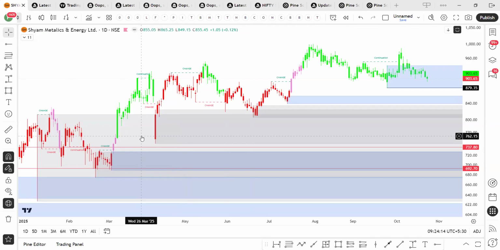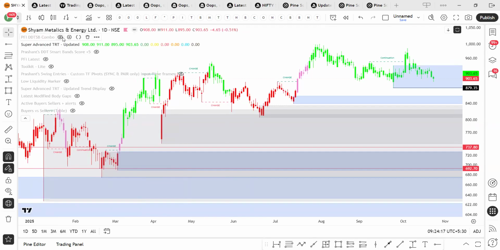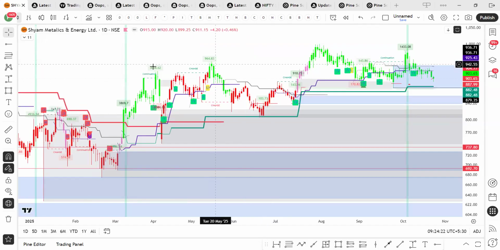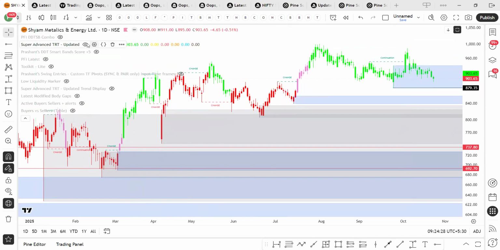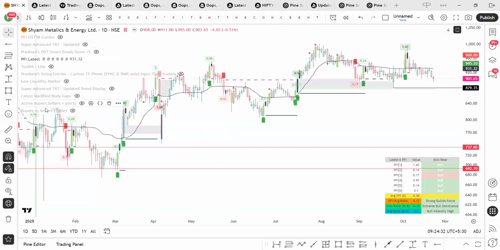What has changed in this course? Actually, we have added DDT Smart Band and PFI. This is a combo indicator where PFI numbers are also visible, DDT Smart Band is also visible. And these are two separate indicators. I will show it also. So this is PFI indicator.